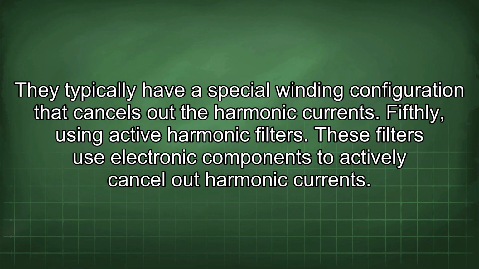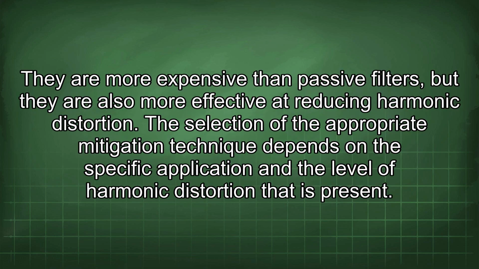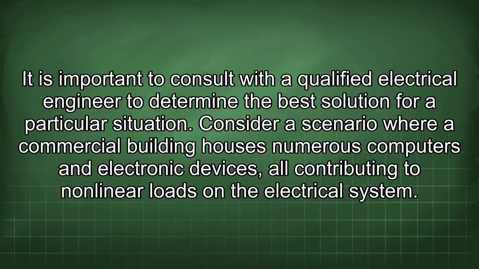Fifthly, using active harmonic filters. These filters use electronic components to actively cancel out harmonic currents. They are more expensive than passive filters, but they are also more effective at reducing harmonic distortion. The selection of the appropriate mitigation technique depends on the specific application and the level of harmonic distortion that is present. It is important to consult with a qualified electrical engineer to determine the best solution for a particular situation.